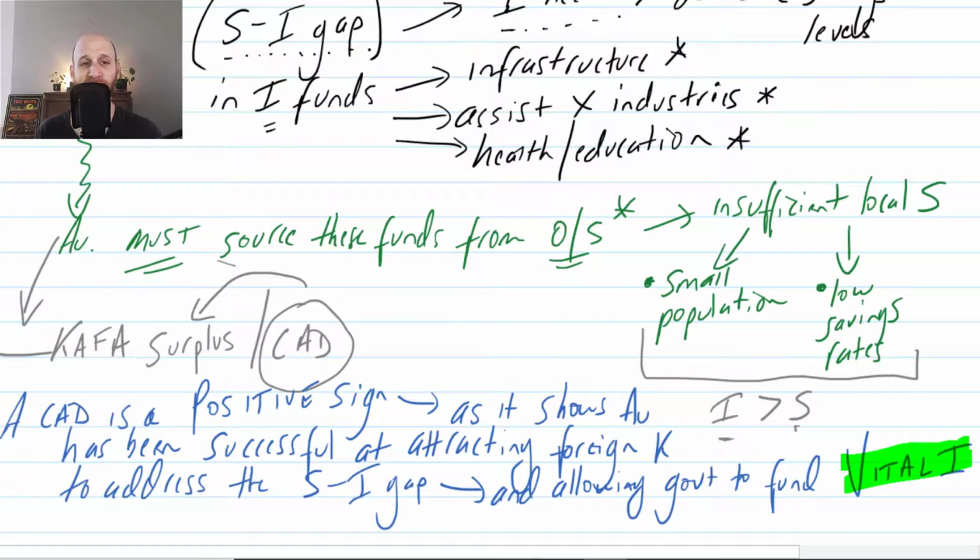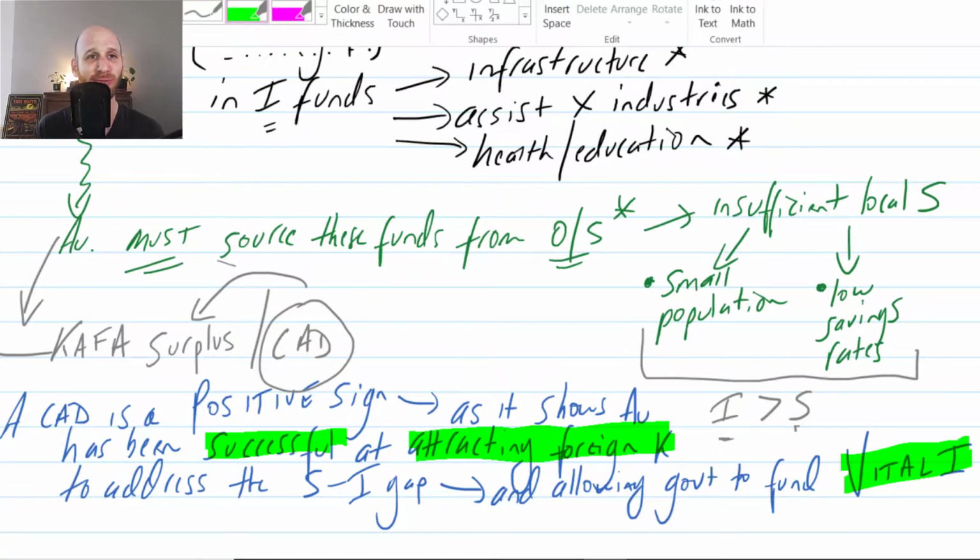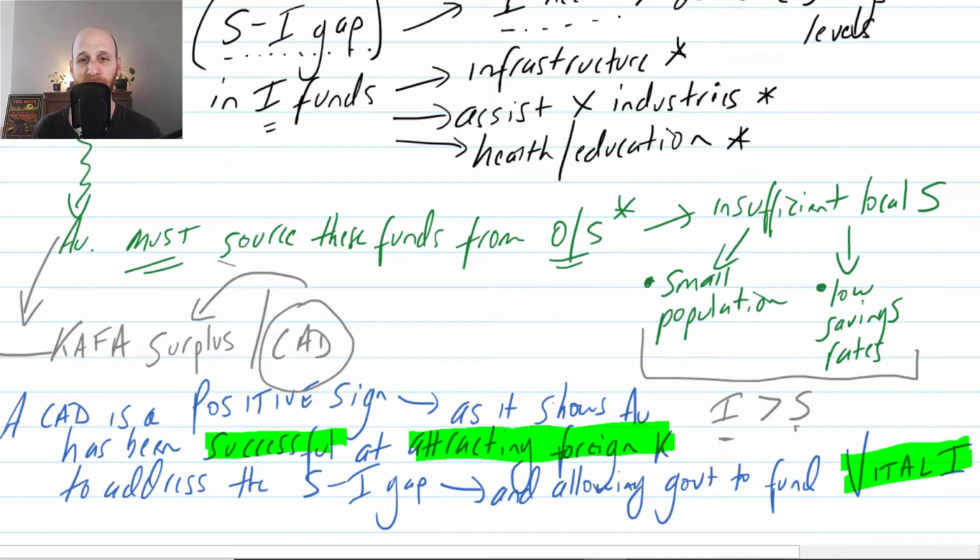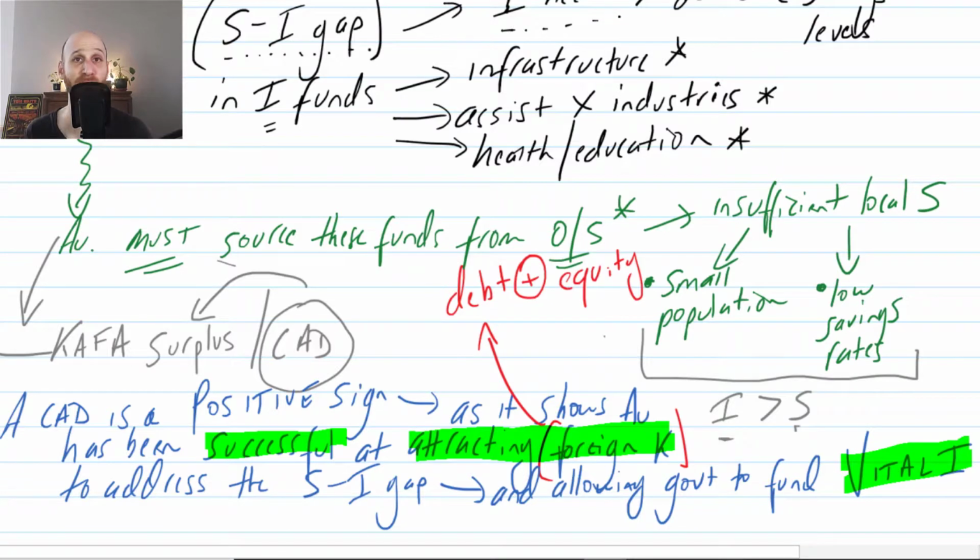So, a CAD is a positive sign as it shows Australia has been successful at attracting foreign capital to address the savings investment gap and allowing the government to fund vital investment. So in this way, the CAD is a positive thing. And just to clarify, one last thing is that when we're talking about attracting foreign capital, we are talking about foreign debt and foreign equity. So in this way, current account deficit, such a positive sign for an economy, but don't forget the negatives.